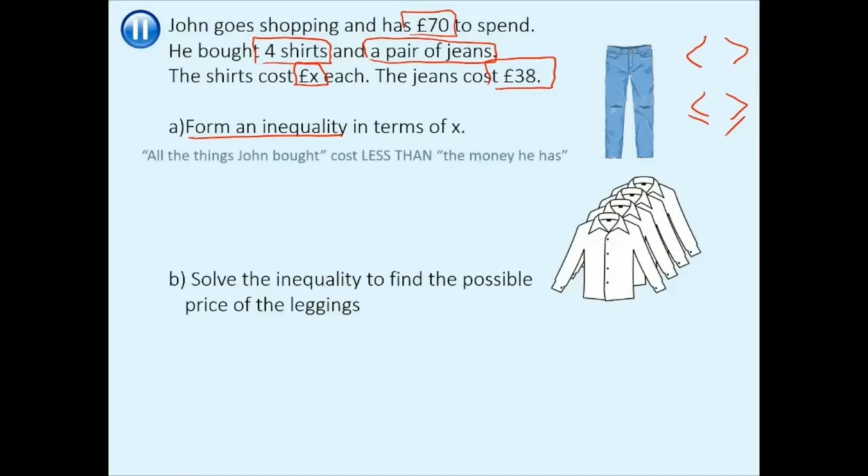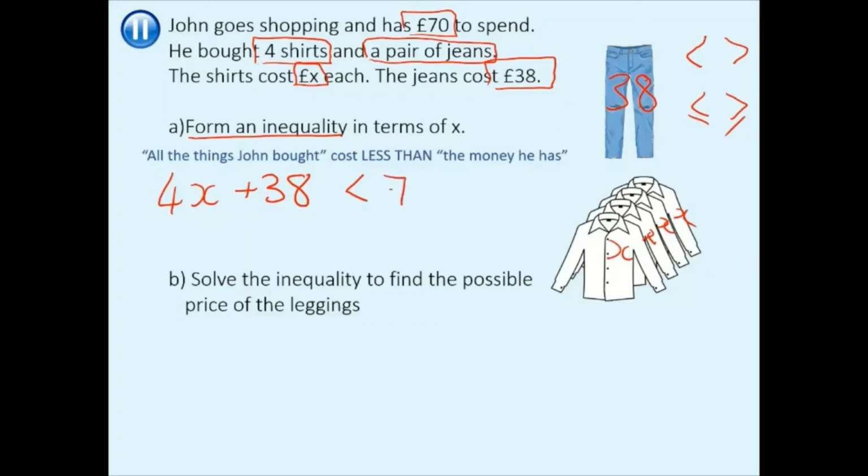Now, the way I think about these is I'm going to write an inequality that says all the things John bought, which cost less than the money he has. So the things he bought, well, he bought 4 shirts. We know the shirts cost X, so he's got 4X for his shirts. Each one of those is an X on its own. We know the jeans cost 38, so I'm just going to call that plus his jeans. So that's what he spent. He spent 4X and 38. And it cost less than the money he has.